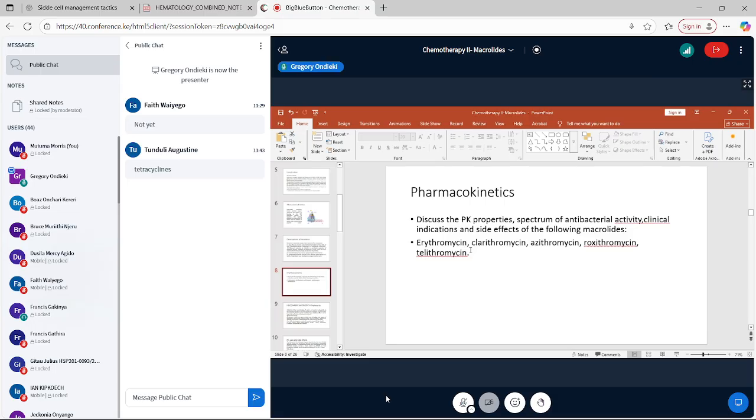So for macrolides, that's as far as I want us to go. They're extremely commonly used drugs, right? You'll come across them every day in your practice, and you have to know when to use them, the interactions, and the contraindications, for example, so that you learn when to use them.